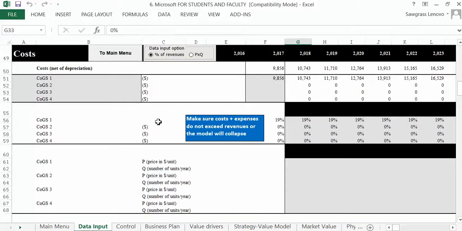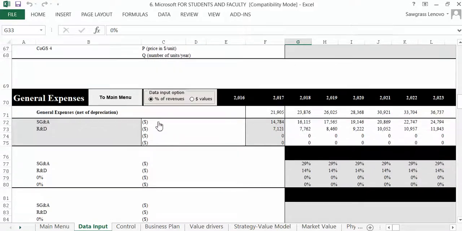Make sure that the costs are not too high, because if the costs exceed revenues, the simulation is going to collapse, because the company cannot exist, a company in which the costs and the expenses exceed the revenues. So nothing is going to work. It's the same with expenses.